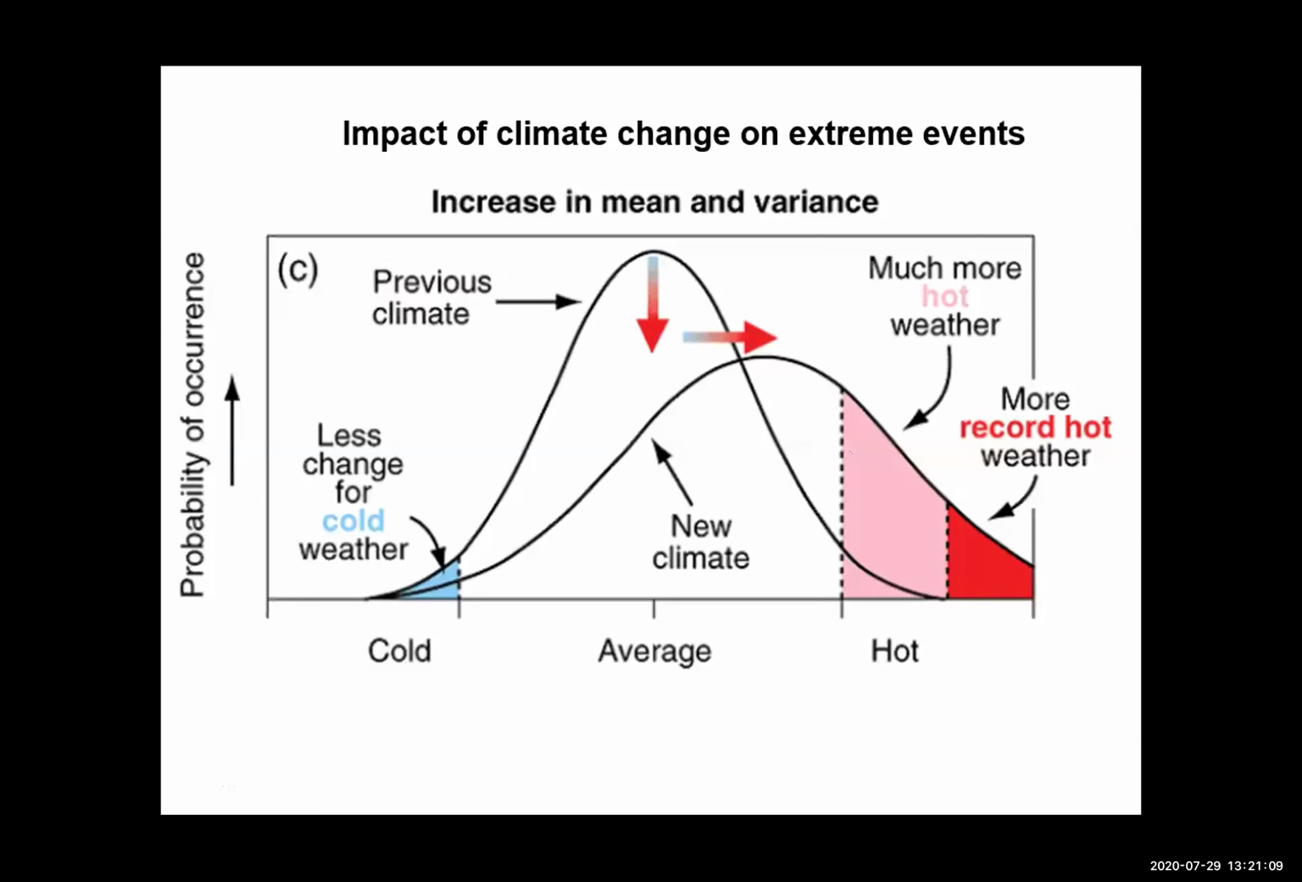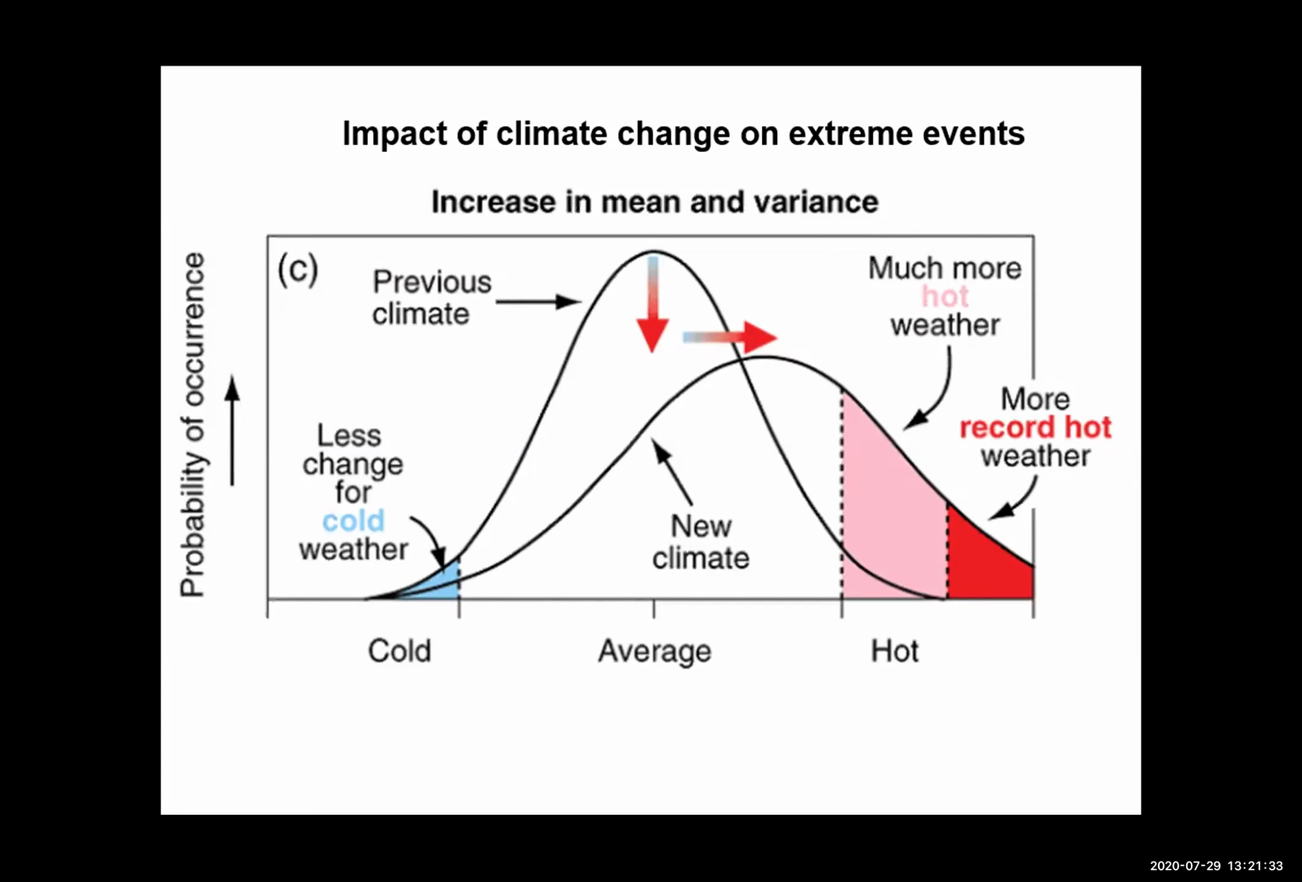From a management standpoint, the type of tool that you can use to manage your forest with that knowledge is a simple graph. In this case, the probability of occurrence increases on the y-axis, and this is one for temperature, so it goes on the x-axis from cold to average to hot. And the bubble that we have in the middle, the taller, more compact bubble, that's our current climate.